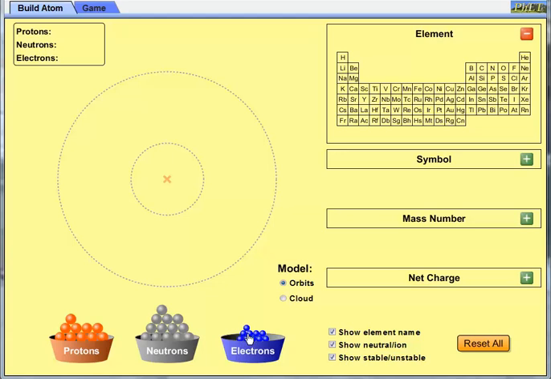Electrons are very, very light, virtually massless. In fact, we ignore electrons when working out the mass of an atom. They're virtually massless, but they carry a charge of -1.